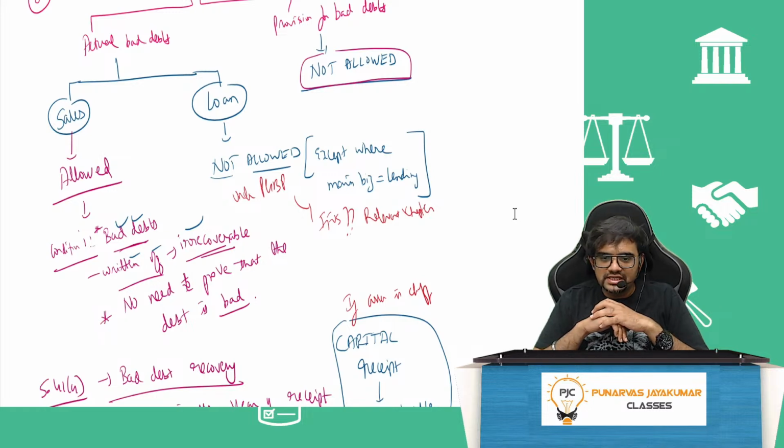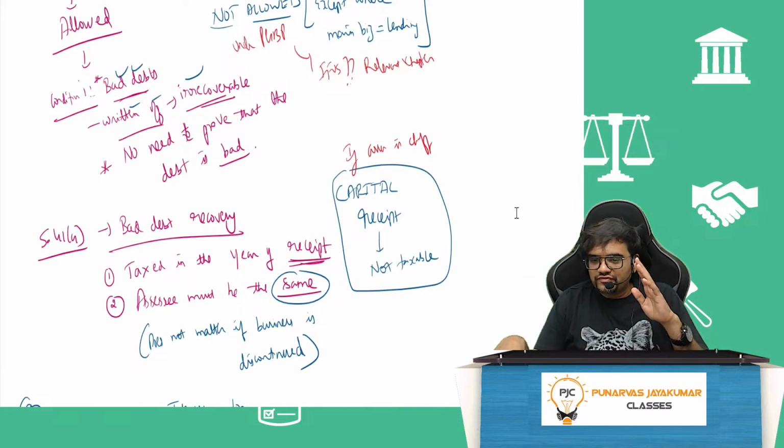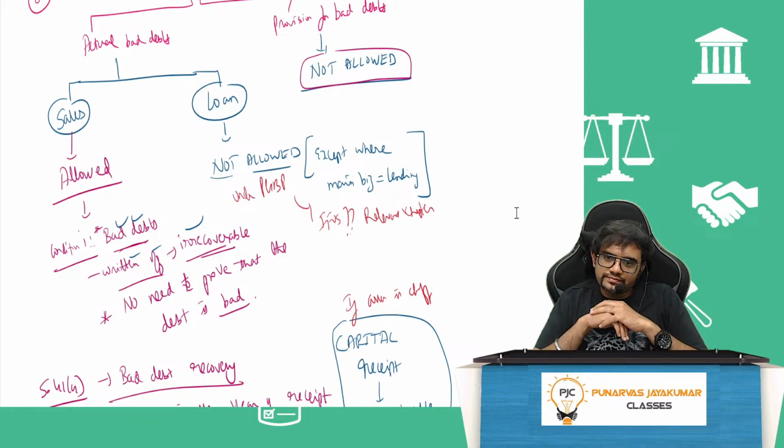What about sales? Actual bad debts on sales. So there should be two conditions. First one, bad debt should have been written off in the books of accounts as irrecoverable. Means what? I should tell that I cannot recover it ever. Second, I need not prove that the debt is bad. I need not prove to anybody that the debt is bad. I just have to write off in my accounts. That is what the lawmaker says. So basically, if you have written it off completely, then it is okay.